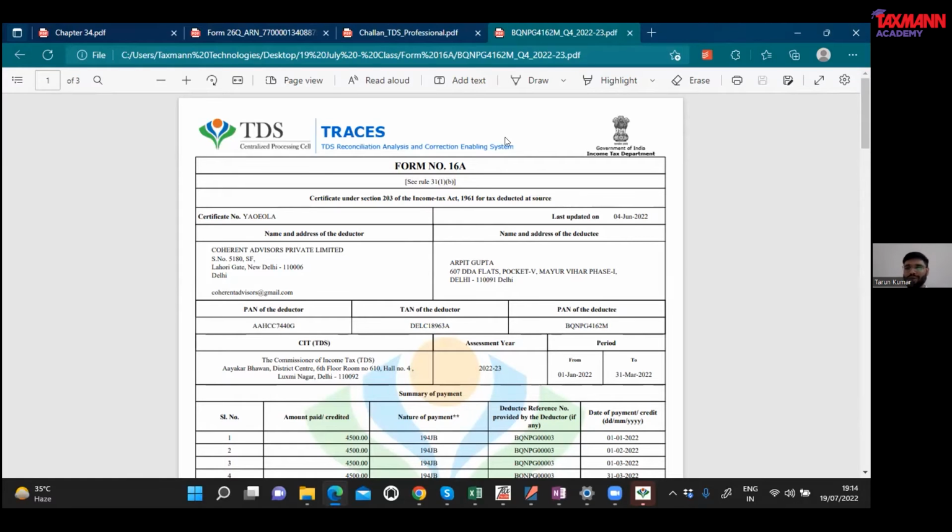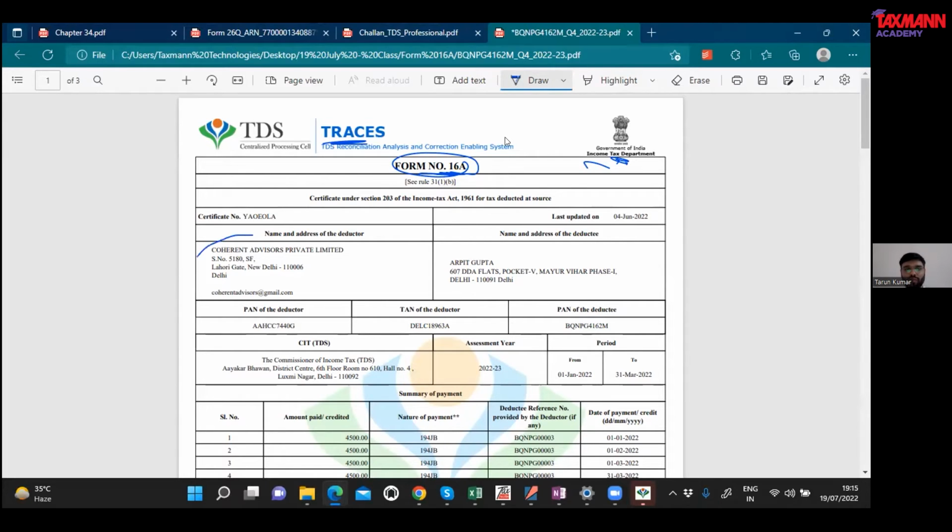In any case, you won't be able to claim the credit. Only the deductee will be able to claim the credit of this TDS in his or her income tax return, right? So it will be same as Form 16 only, no? Yes. So this is Form 16A. It is downloaded from the Traces portal of the Government of India Income Tax Department. It is not a manual certificate, right?